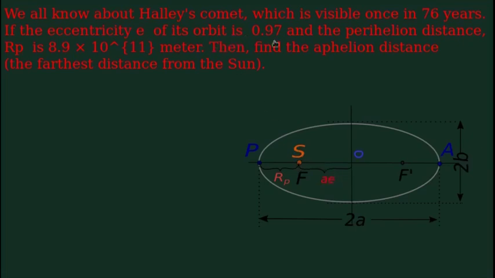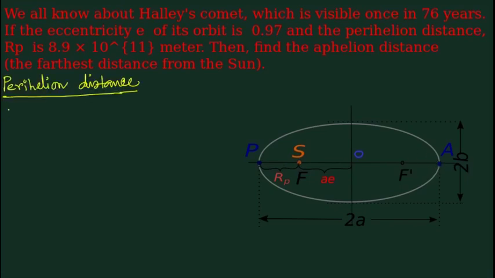In this problem, the eccentricity is given, that is 0.97, and the perihelion distance is given, that is the shortest distance from the sun, that is SP. SP is given, and we have to find the farthest distance from the sun, that is from S to A. We have to find this distance.